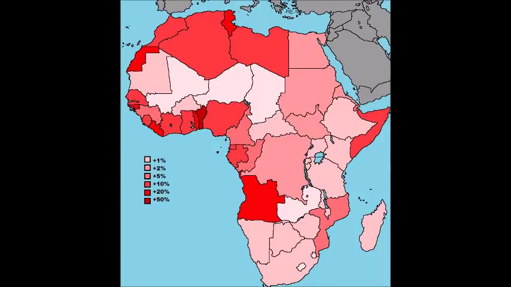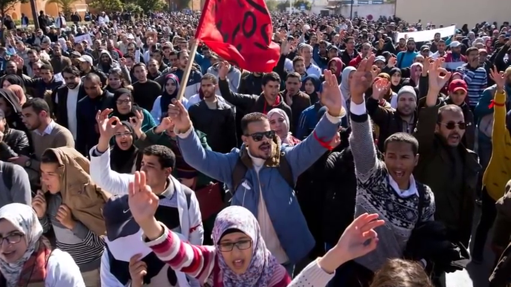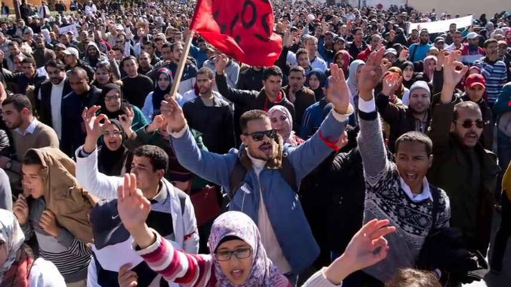The Maghrebi nations of Morocco, Algeria, Tunisia, and Libya all have over 10% of their nation's population living outside of the continent of Africa, mostly in Europe, so they would also receive a large boost in population.